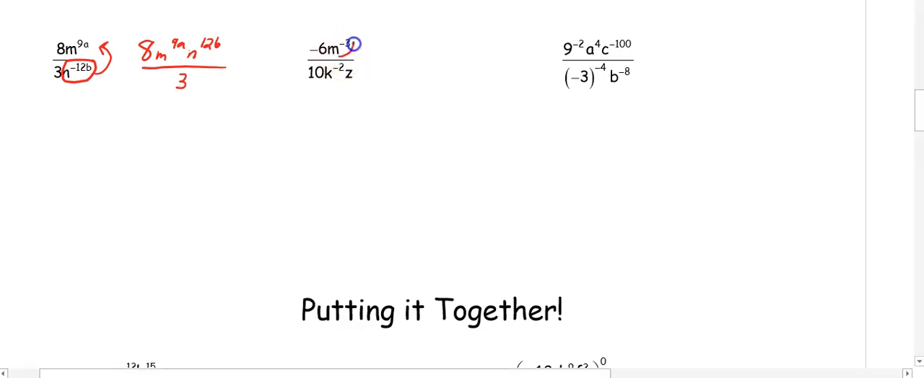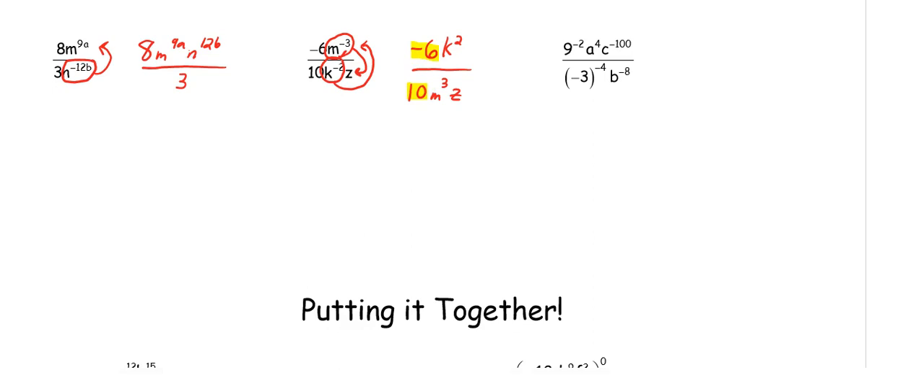In the next one, we have m to the negative third with a negative exponent that needs to move, and k with a negative exponent that needs to move. Everything else is going to stay in place. We have negative 6 k squared over 10 m to the third z. Now, this time, negative 6 and 10 are divisible by 2, so we can reduce those numbers by dividing by 2, so we get negative 3k squared over 5 m to the third z.